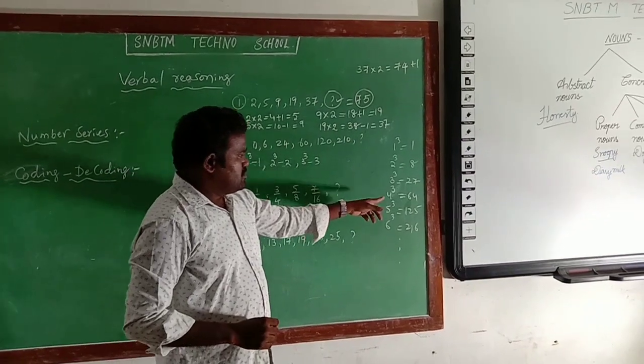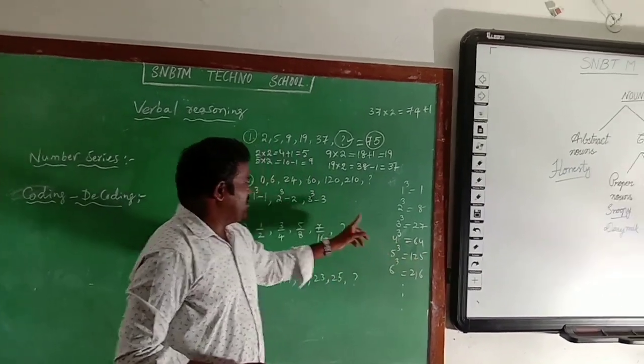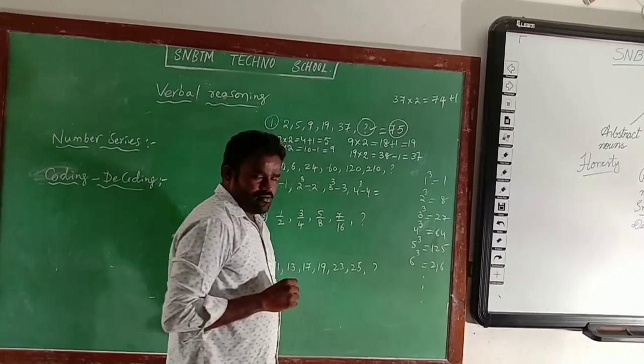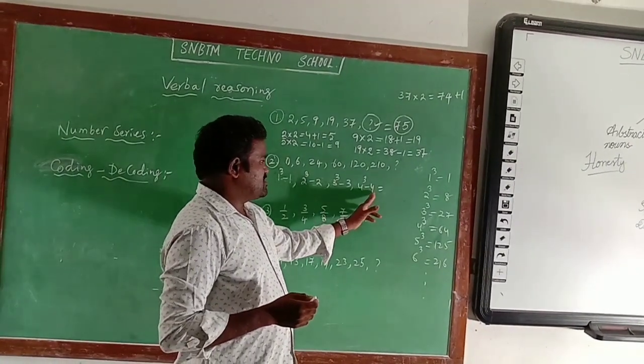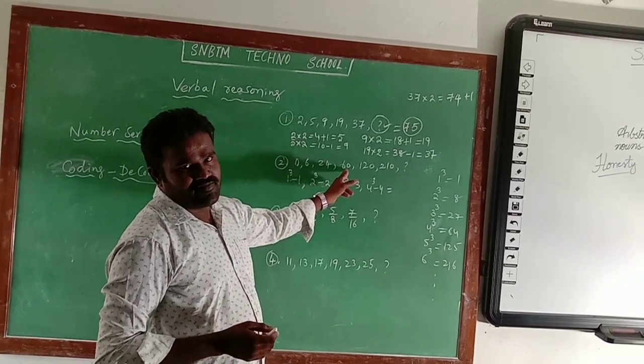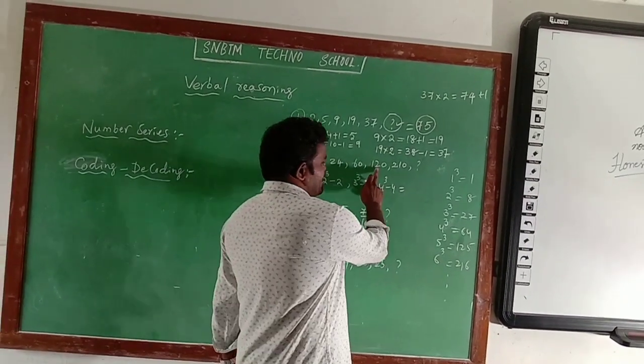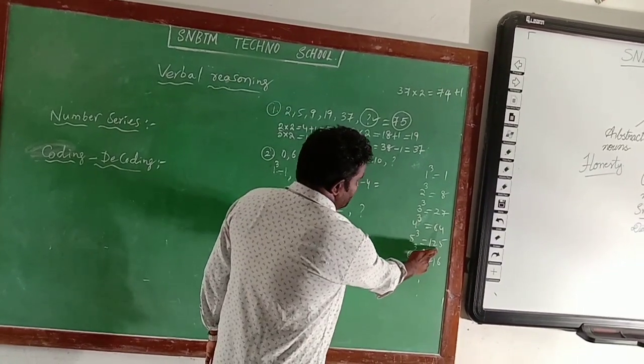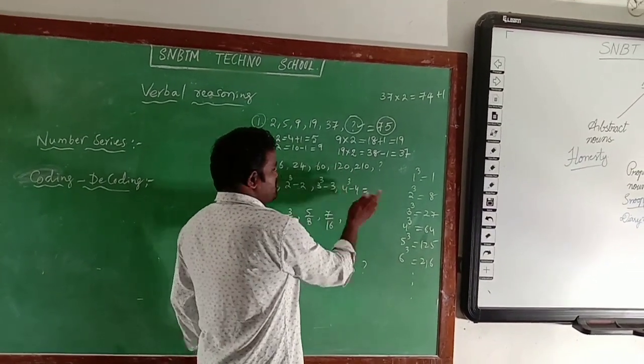24. So same, 4 cube minus 4. If you write 4 cube minus 4, what is the answer? 64 minus 4, how much? 60. So 120 also same. 5 cube minus 5. 5 cube is 125. 125 minus 5, how much? 120. So this is the pattern.